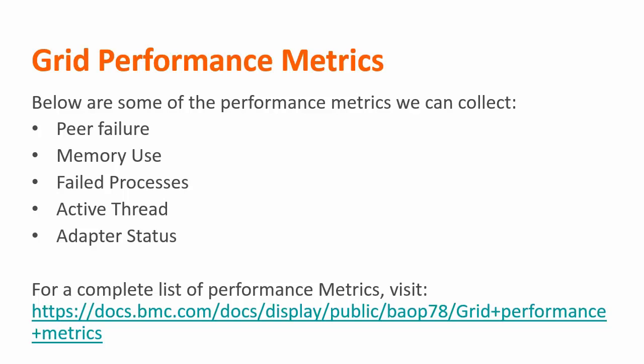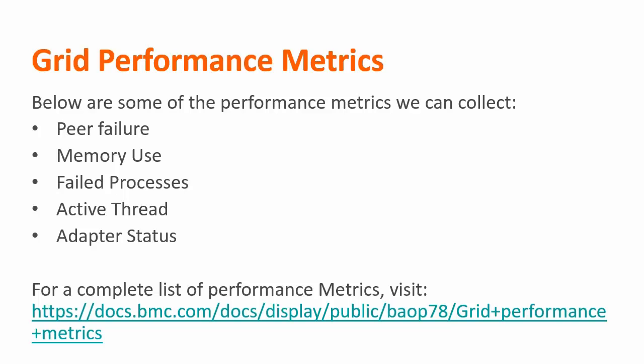Some of the metrics information you can capture include information about peer failures, memory usage, count of failed processes, the number of active threads in the system, along with the adapter status and many others. For a complete list of performance metrics, visit the following link.